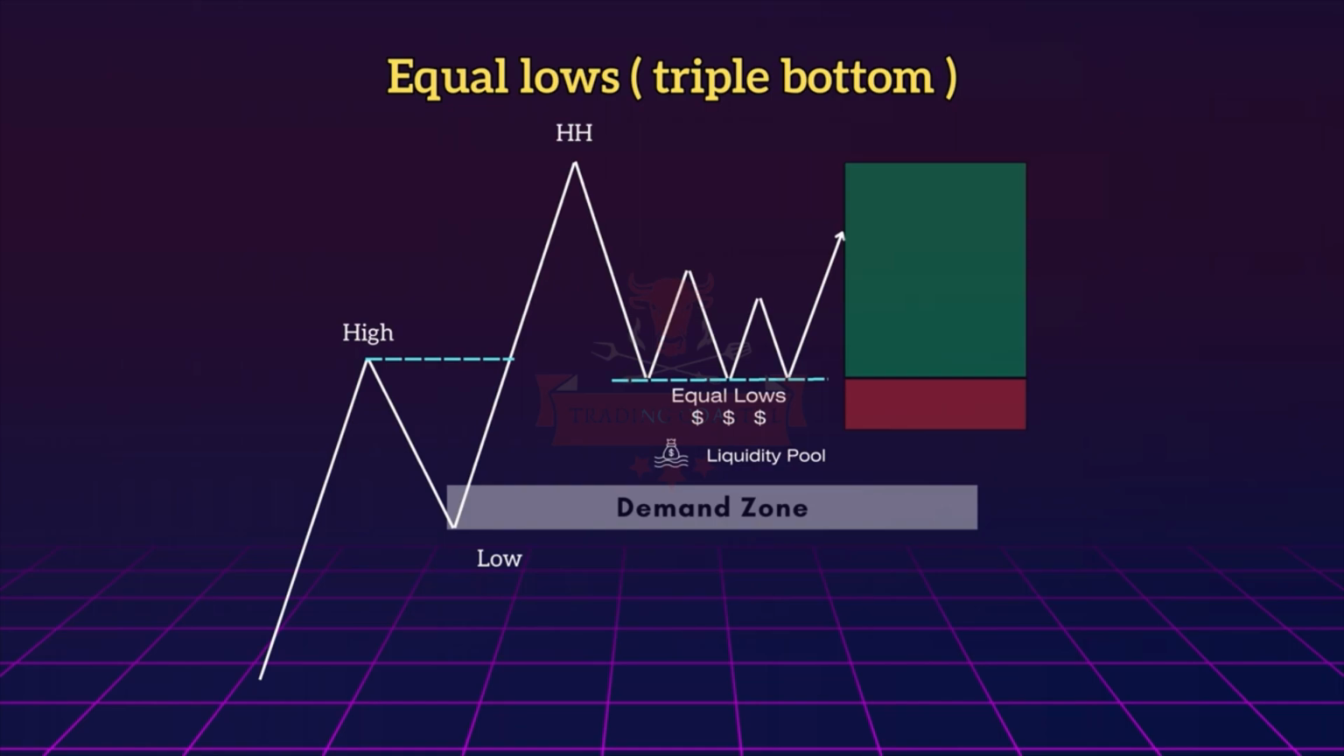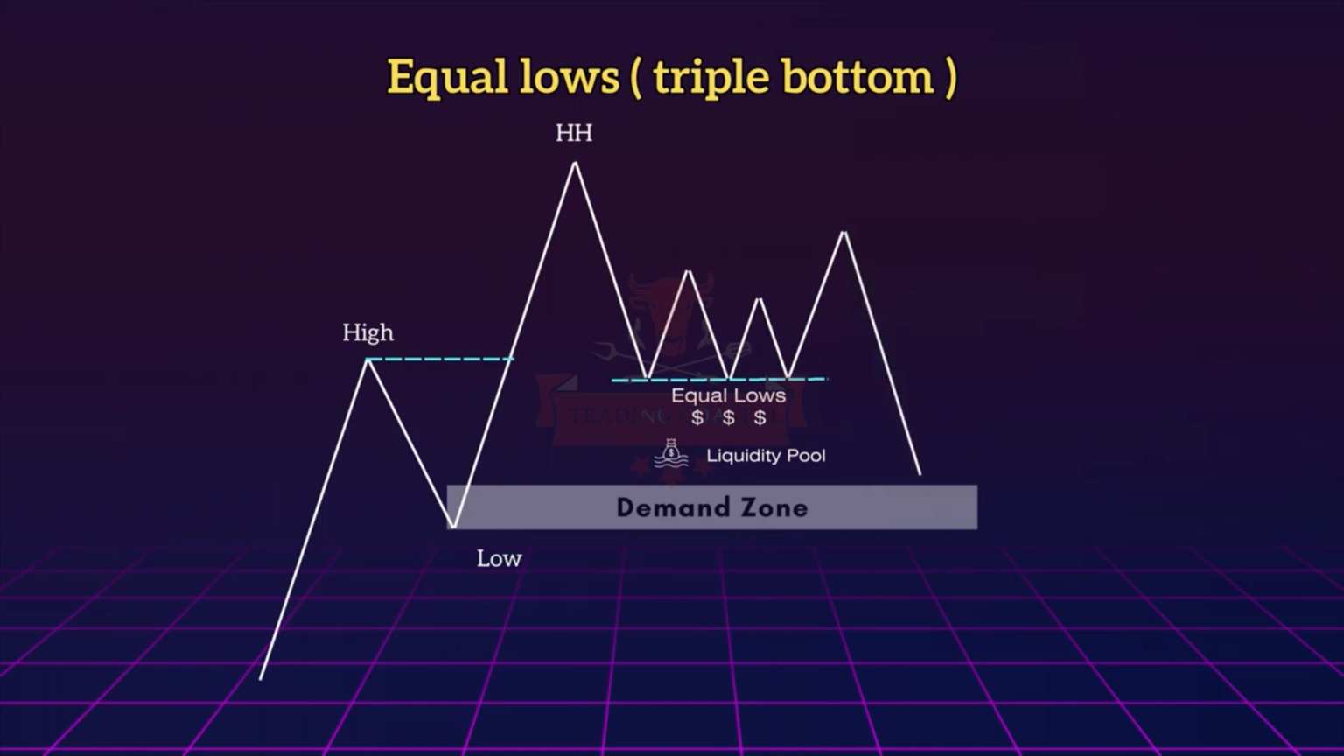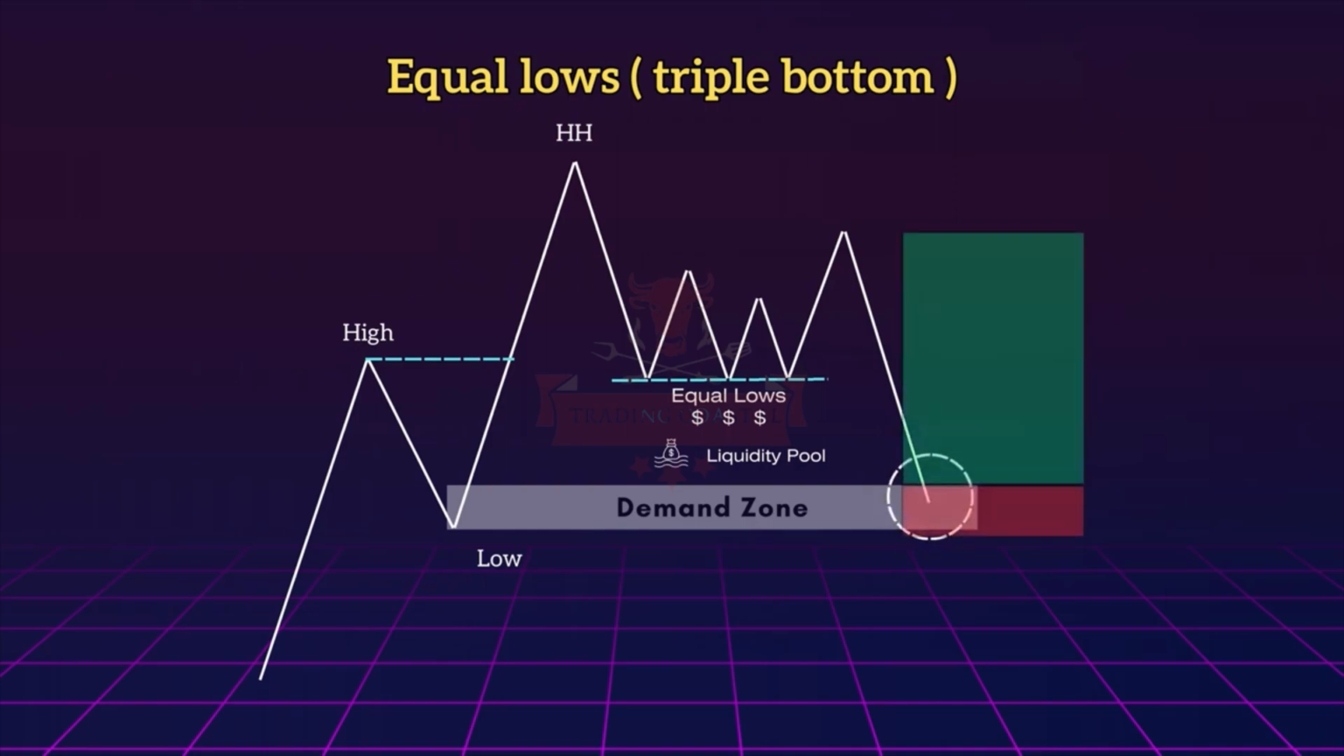Hence, when the liquidity pool formed by the accumulation of numerous stop losses and pending orders is cleared by the price, it signals an opportunity to consider entering a long position from the demand zone located below the liquidity pool. This is because there are no more stop losses left to be taken.